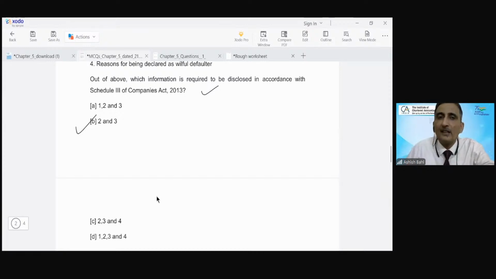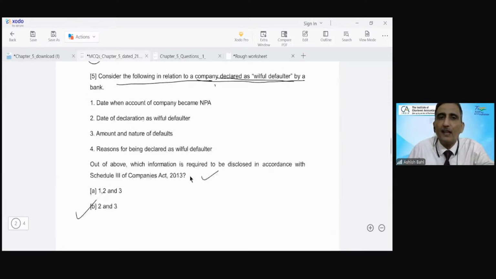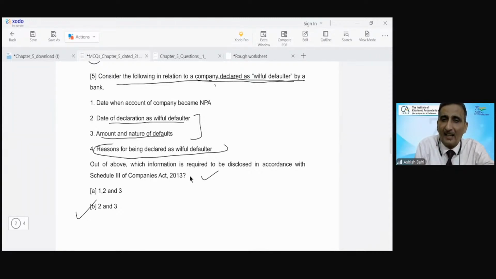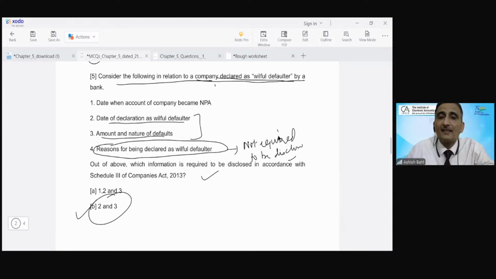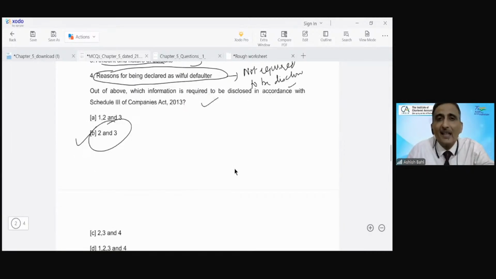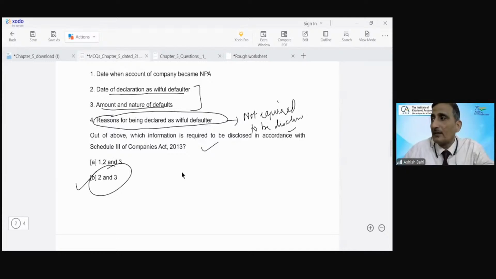If you remember Schedule 3, when a borrower is declared as willful defaulter, then these two things are required to be reported: date of declaration as willful defaulter, and amount and nature of defaults. Reasons for being declared as willful defaulter is not required to be disclosed. So those of you who are just answering from plain reasoning, common sense, would answer it wrongly, because this is a law question. So answer is option B, only 2 and 3.